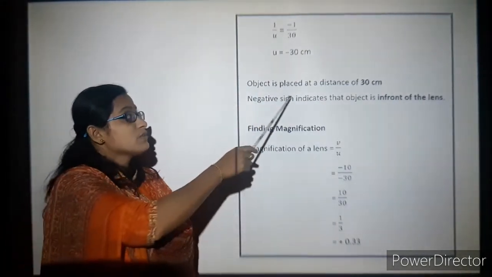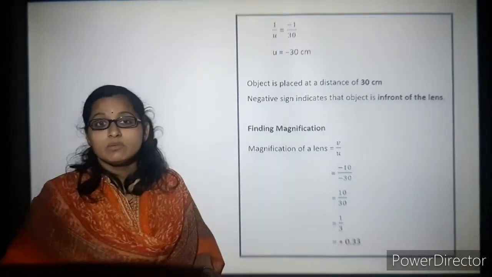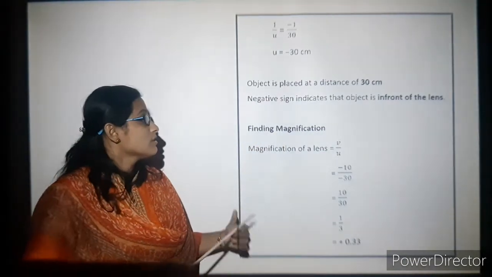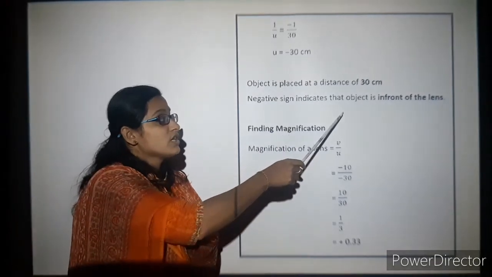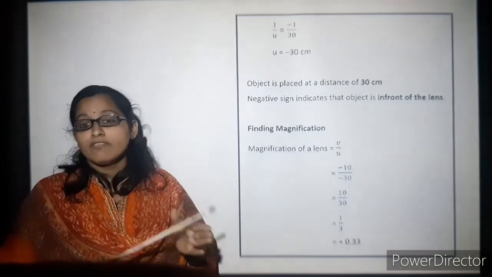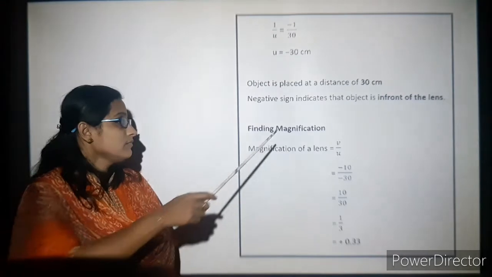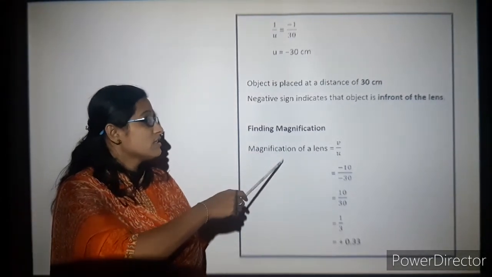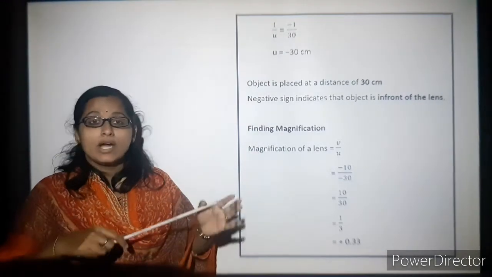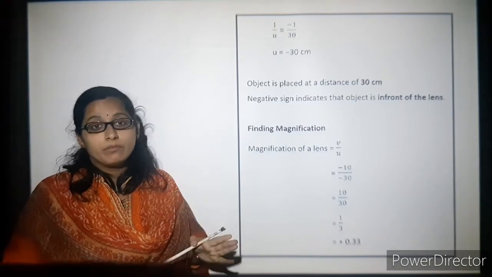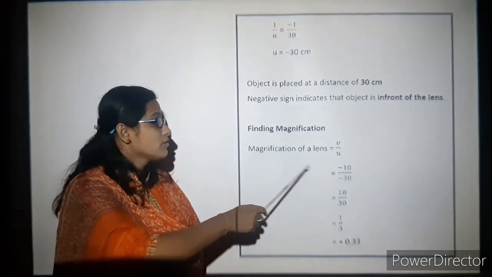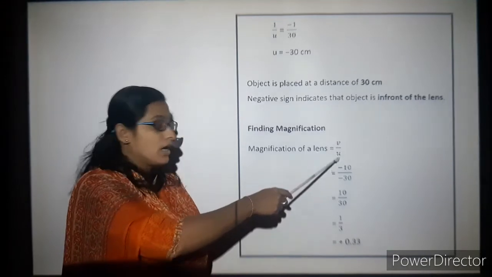So the object is placed at a distance of 30 centimeters. The negative sign of the object distance indicates that it is in front of the lens. Now you need to find the magnification. Either it is a mirror or a lens, you need to find the magnification. The magnification of the lens equals V by U.